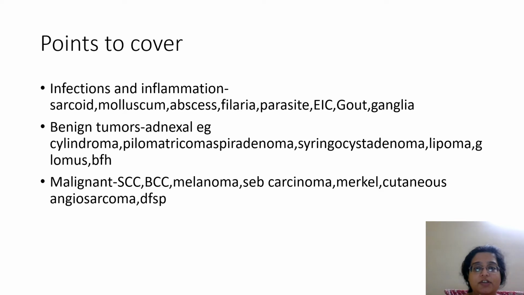So the common infections and inflammation that you come across on skin, which you might do FNA on: a sarcoid. A sarcoid has granuloma. So what you are going to see on FNA is a granuloma. You might get some Schaumann bodies, etc., but mostly what you get is a granuloma. Molluscum, etc., viral lesions; abscess will have pus; filaria, you're going to see good filaria. Epidermal inclusion cyst, you'll get a lot of squames, and if it is infected, you'll get inflammatory cells. Gout, you'll get crystals. Tophi, ganglia, you might get those ganglionic cells or neural elements.